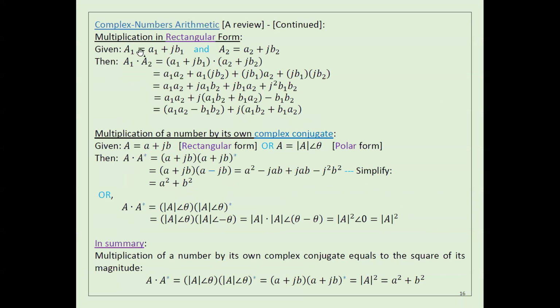If you want to do multiplication in rectangular form, you can still do it, but it may be more difficult than in polar form. You have to do distribution, as I told you. A1 has to multiply here, A1 has to multiply here, this one has to multiply here, and this one has to multiply here, and after that you can add real numbers together and imaginary numbers together. You can do it if you want.